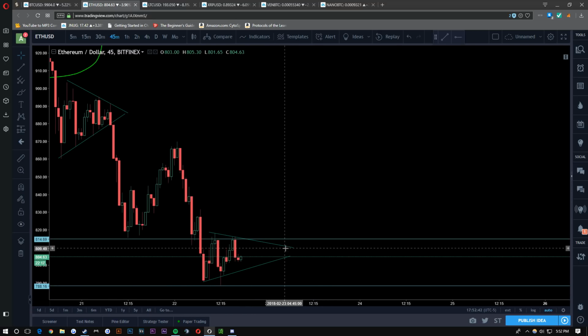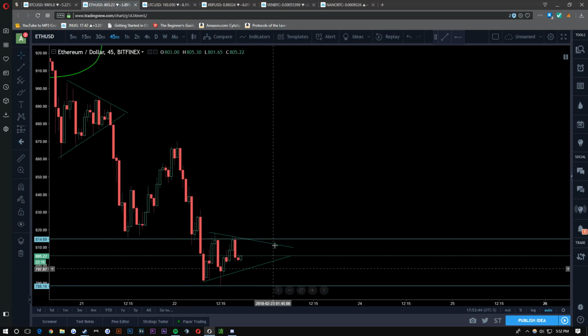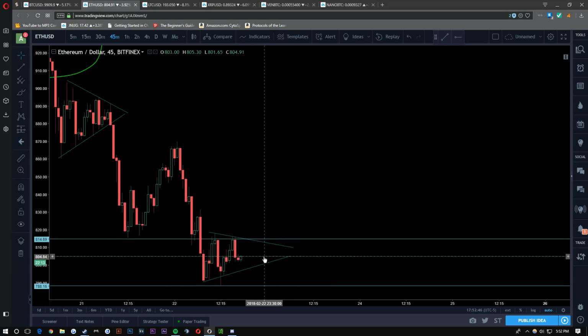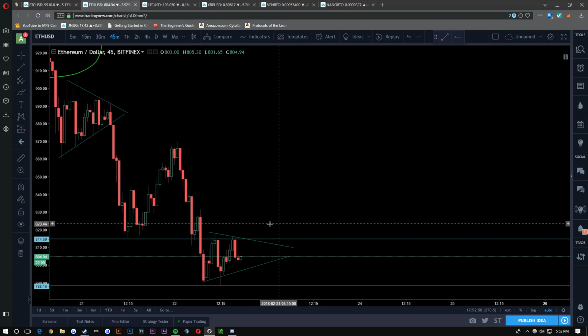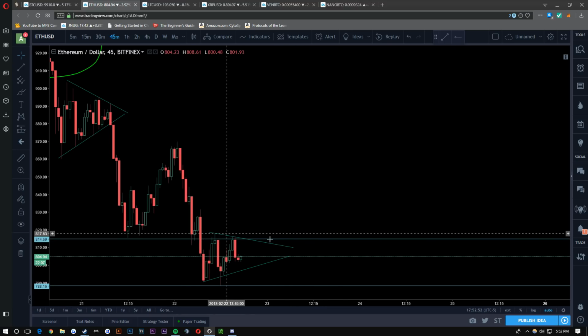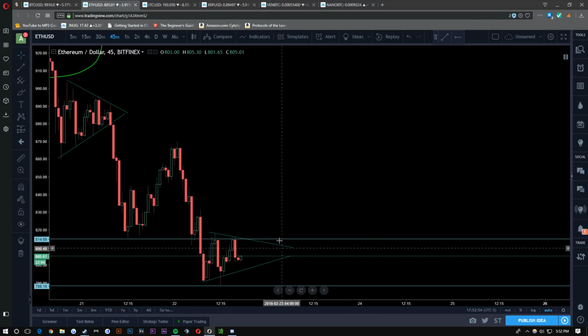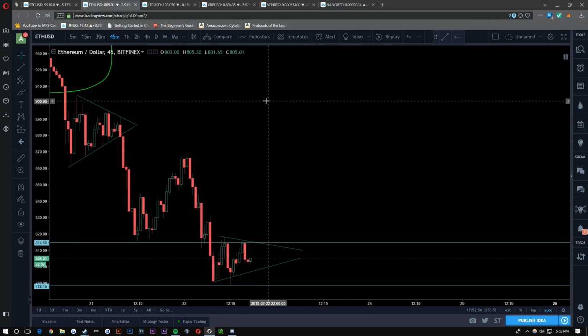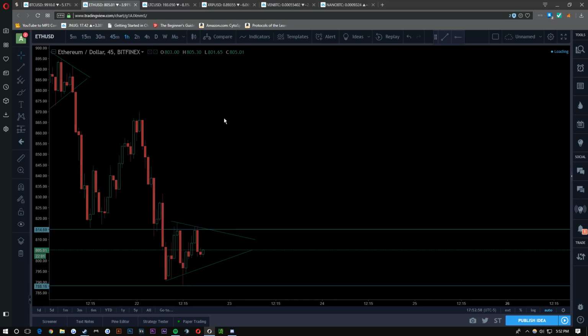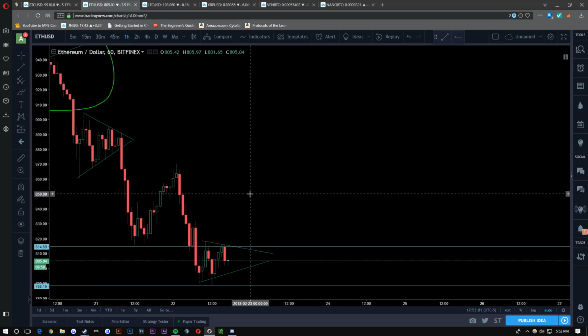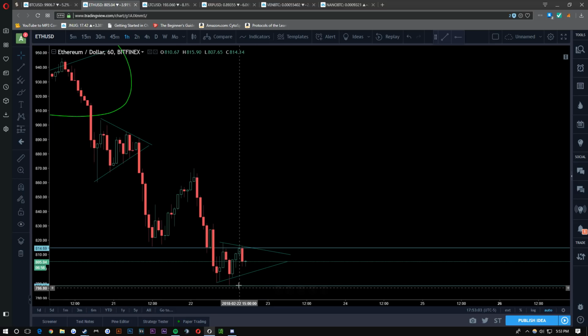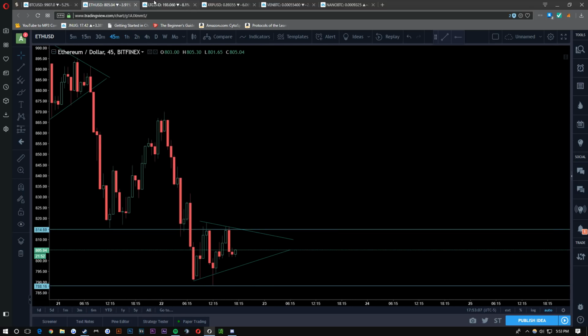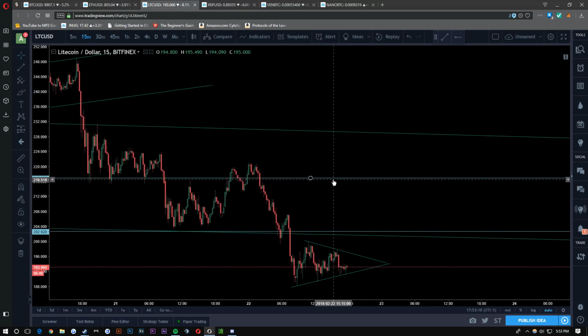I don't like to trade these because if it breaks resistance, then it just gained its support, you know what I mean? I like to trade the breakouts on these, and that's what I'm seeing on Ethereum: support, resistance, and pennant. And I might trade this later today. So moving on to Litecoin.